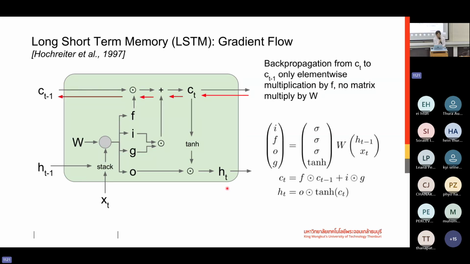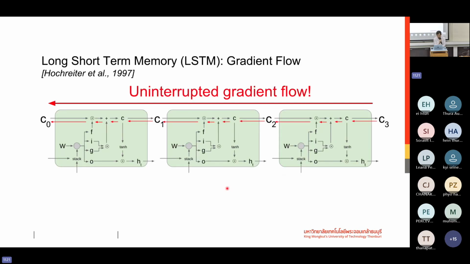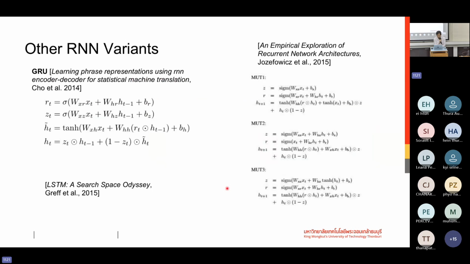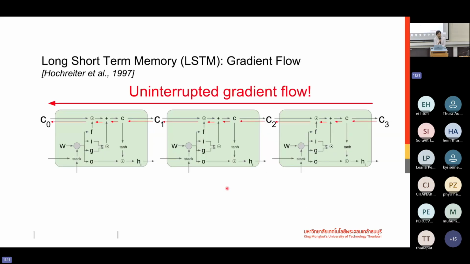Right, there is direct channel propagation from the output from C, uninterrupted gradient flow. And there are other variants of RNN as well, the GRU and other networks that were proposed back then. Right now, everyone goes for transformer, but LSTMs are still useful though. Don't just throw them away.